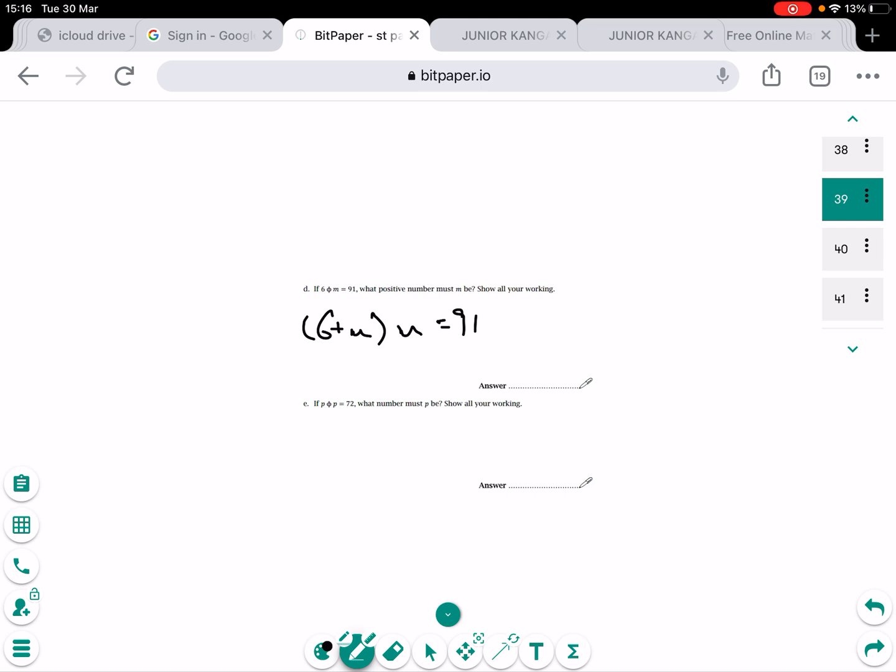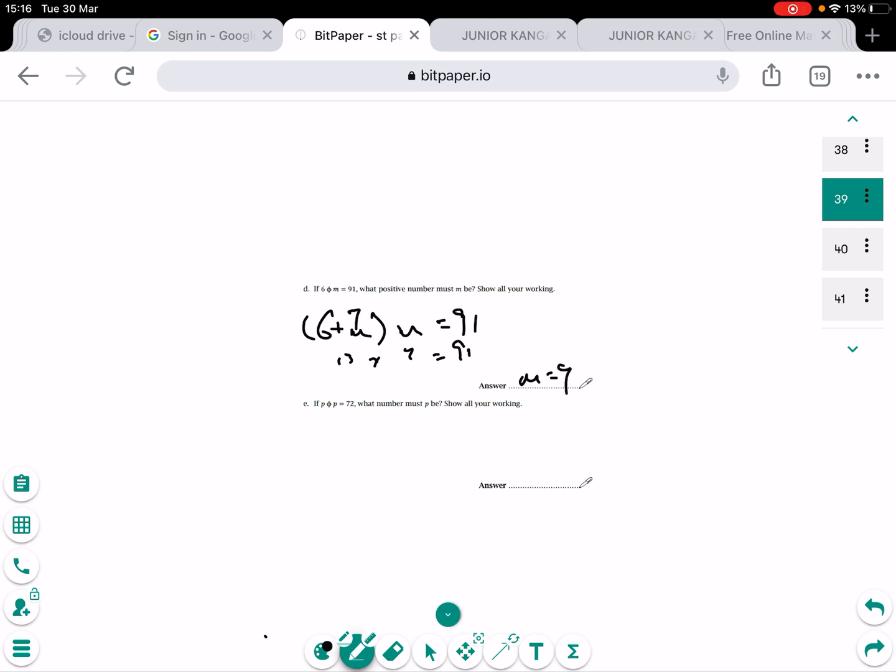So 9, 15 times 9, no, that's too big. 8, 14 times 8, so that's still too big. Let's try 7. So for 7, that becomes 13. Oh, it works perfectly. So 13 here times 7 equals 91. So therefore m equals 7.